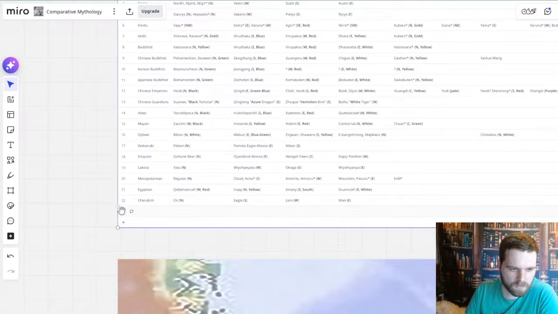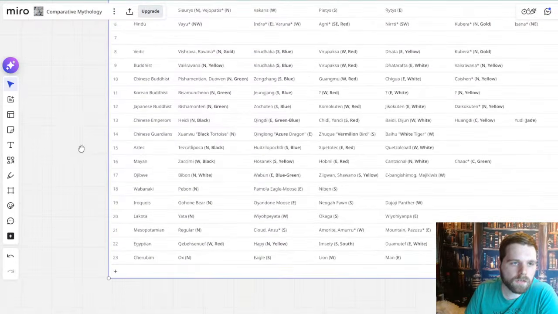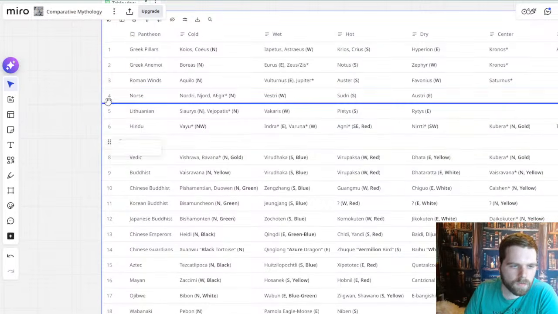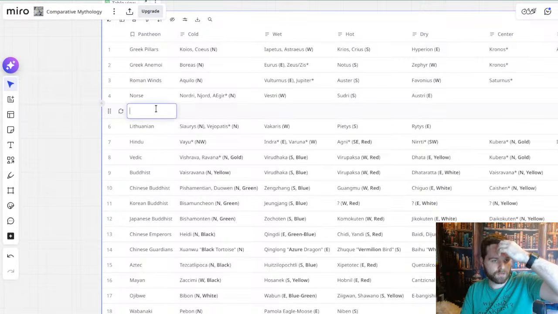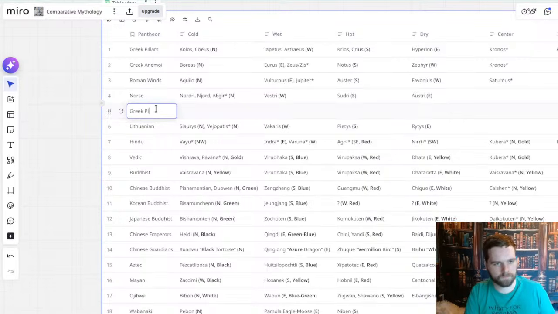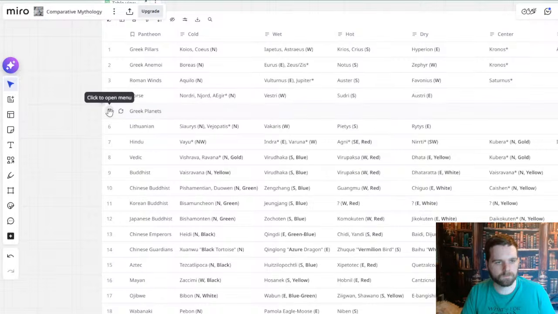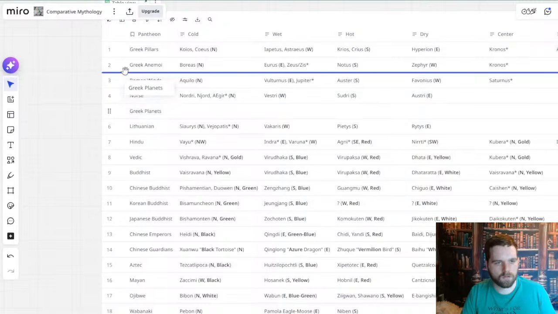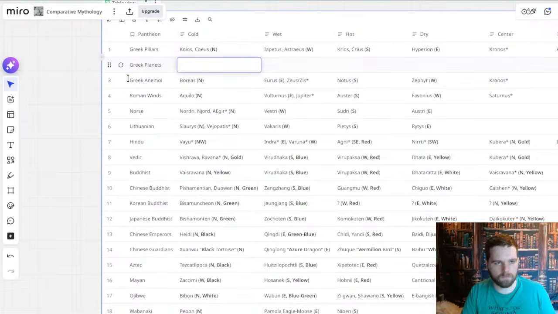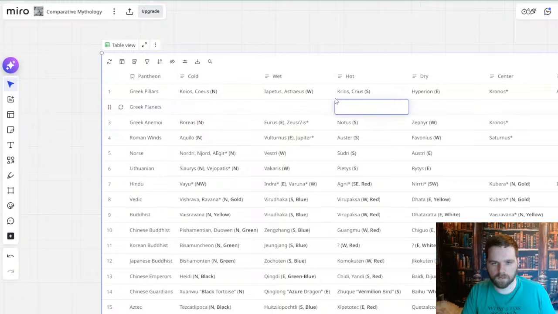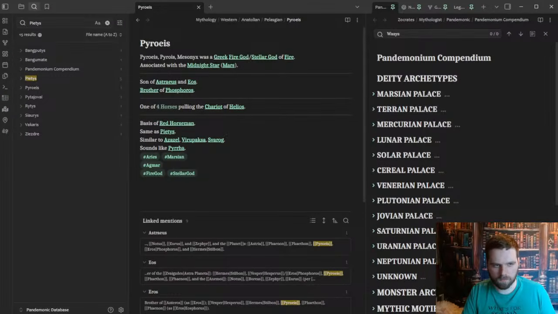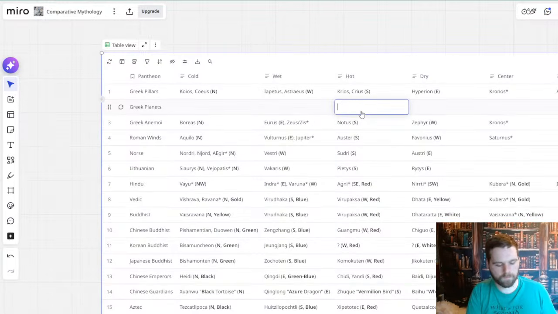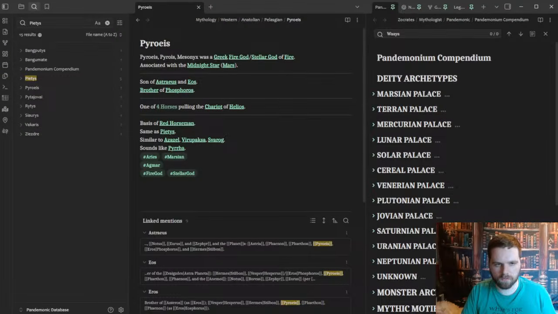I'm going to quickly just add a little thing here. I'll do it between Norse and Lithuanian, I guess. Sure. Or I guess it would be Greek. Greek planets. So I'll put them right here, I guess. I don't know. The hot one is Pyrois. Not associated with directions in this, I don't think.